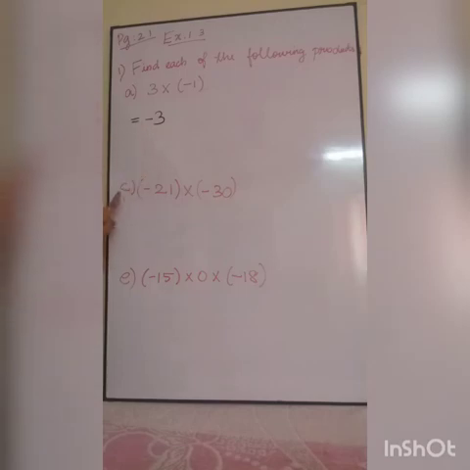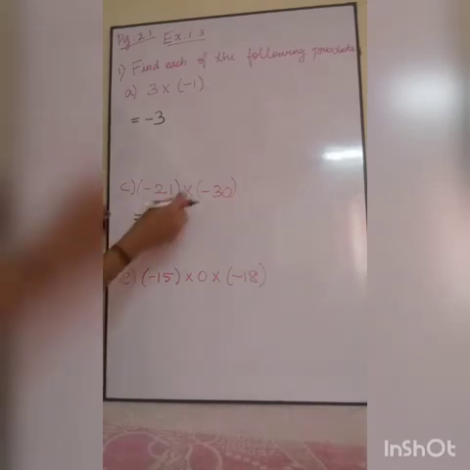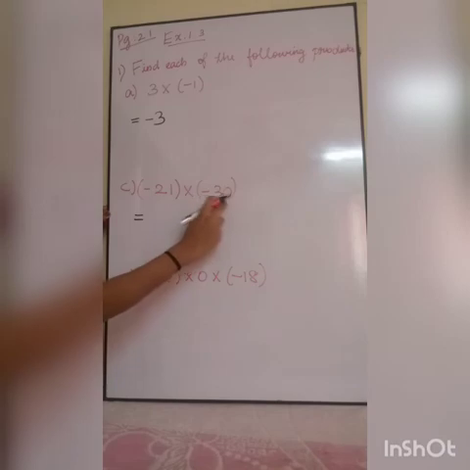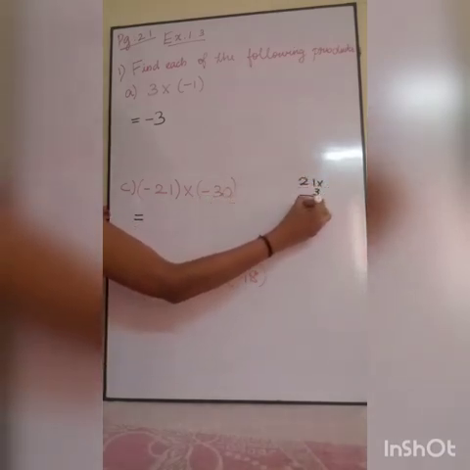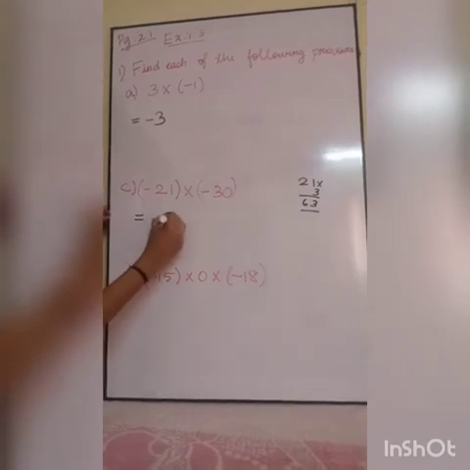Okay. Next I am going to teach the C question, because the B question is your homework. Here also we have 2 integers. 21 into 3, 63.